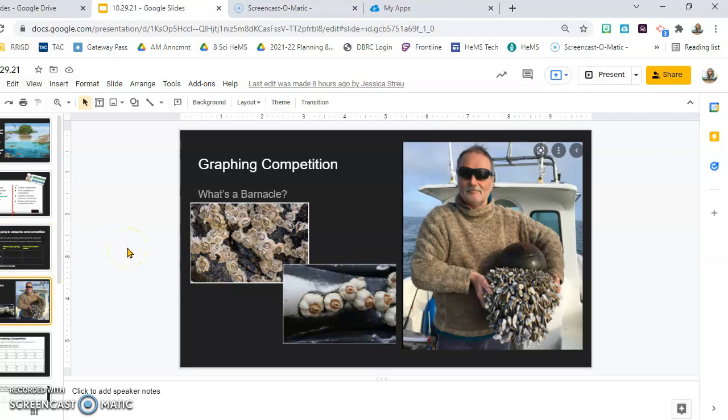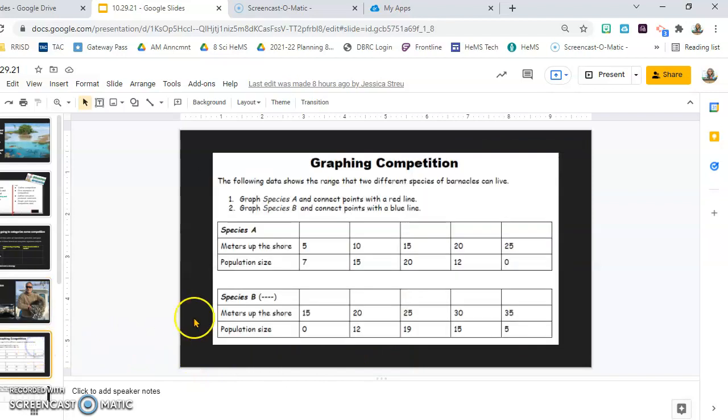So the graphing competition talks about what's a barnacle, and it's this little tiny cellular organism that attaches itself to things, and these little white parts around it are the shell that it excretes to protect itself. And as you notice here, it's building upon itself, and so it's very competitive. So here we have species A and species B.